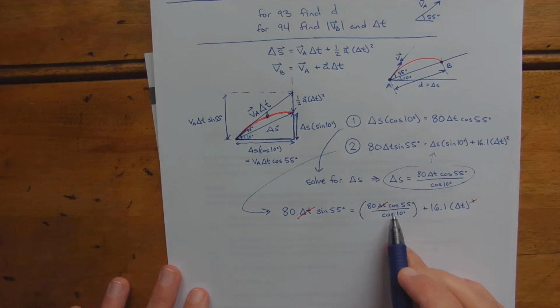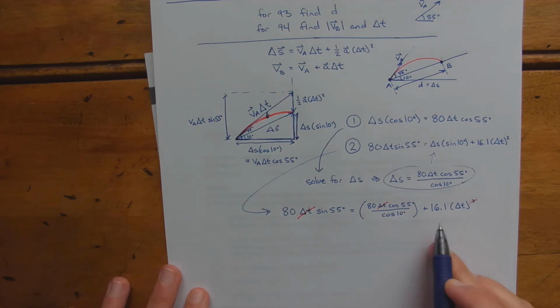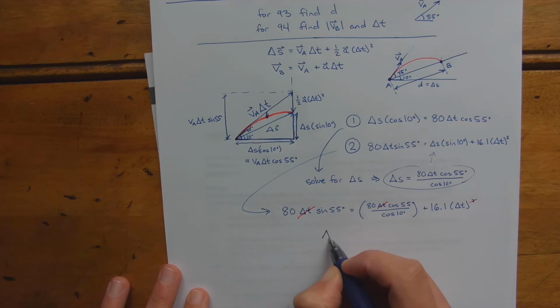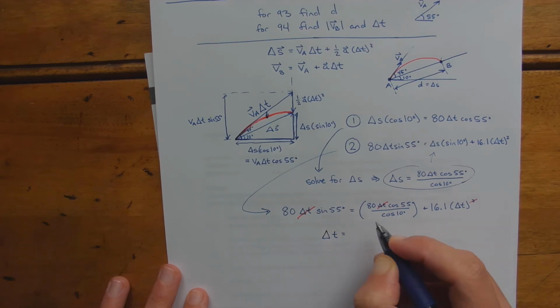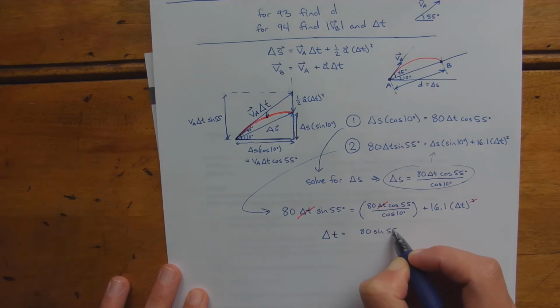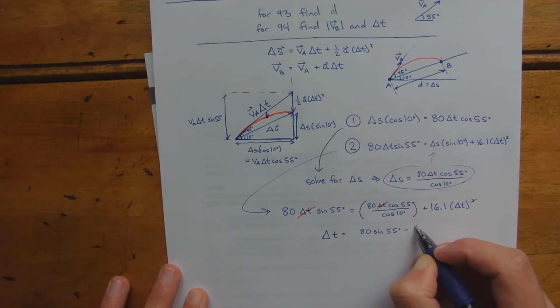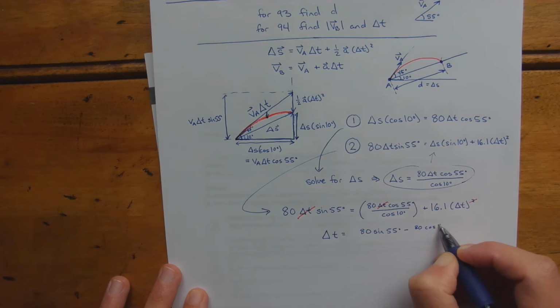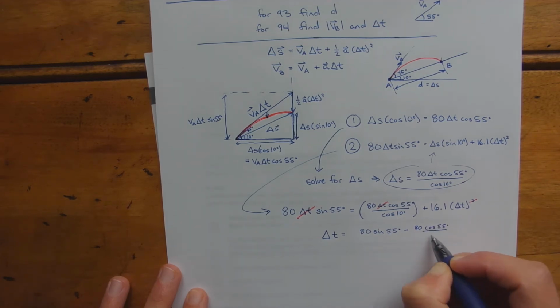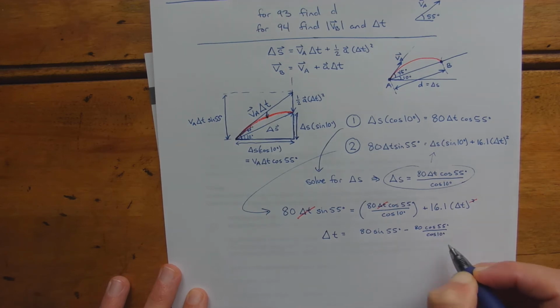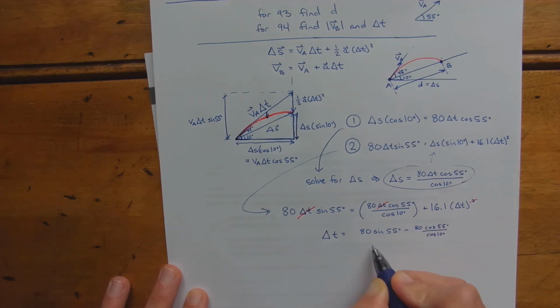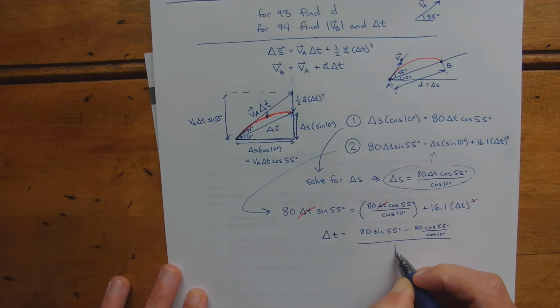So I can subtract this from both sides and divide by 16.1, and I have delta t is equal to 80 times sine of 55 degrees, bringing this over to the other side would be minus 80 times cosine of 55 degrees divided by cosine of 10 degrees, and then to get delta t by itself, we have to divide by 16.1.